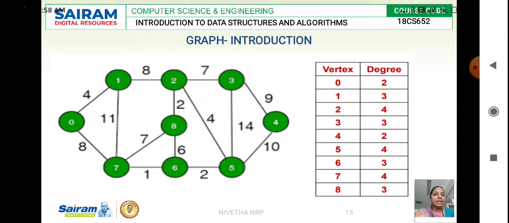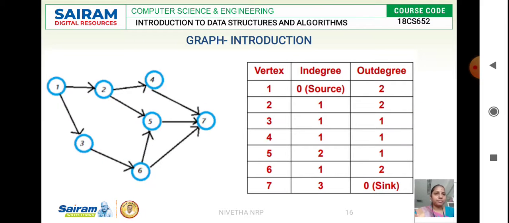For 4, how many edges we have? For 4 we have 2 edges, that is 4 to 3 and 4 to 5. Similarly for 5 we have 4 edges, that is 5 to 4, 5 to 3, 5 to 2, 5 to 6. This is how you determine the edges for a given graph. The degree can be determined for both cases, whether it is an undirected graph or a directed graph.